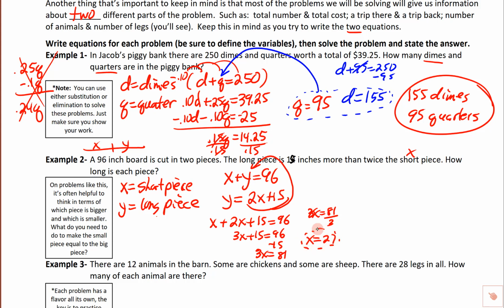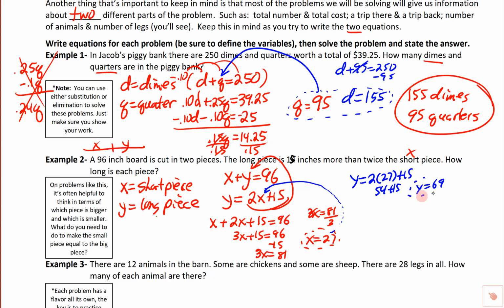Now we're going to take that and we're going to figure out what y is. So I'm going to take this and I'm going to plug it in right there. So we're going to get y is equal to 2 times 27 plus 15. So that's 54 plus 15, that would end up being 69. So y is equal to 69.